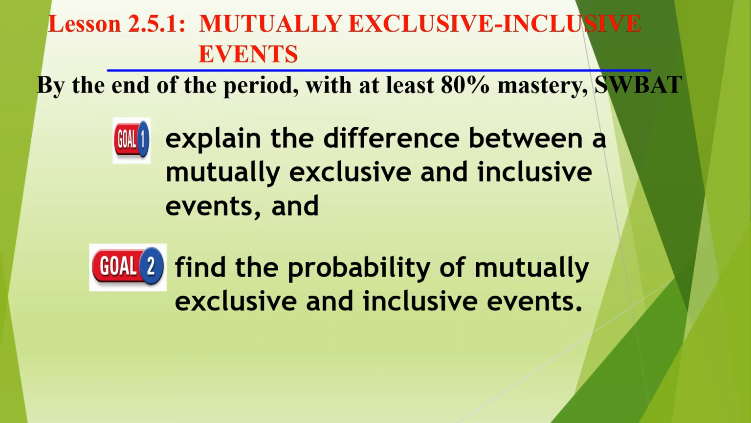By the end of the period, with at least 80% mastery, students will be able to explain the difference between mutually exclusive and inclusive events and find the probability of mutually exclusive and inclusive events.